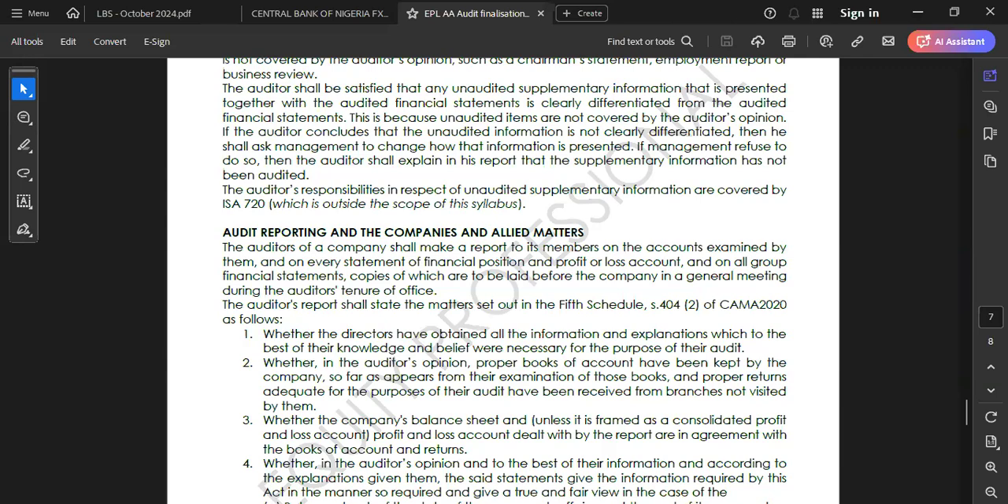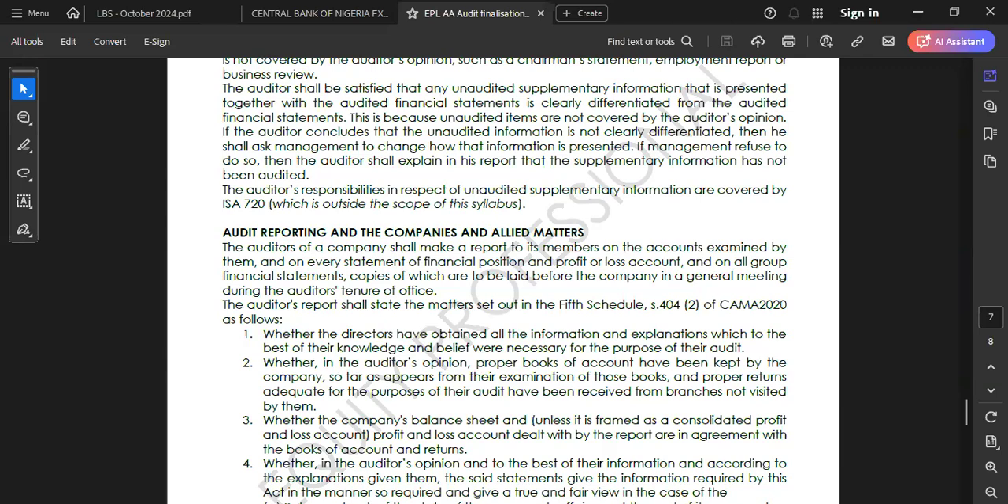So the fifth schedule of CAMA is saying there should be a part in the audit report that speaks to the directors having obtained all information and explanation. This is like when I was talking about the board of directors and those charged with governance. It means that the auditor must have discussed with them and it should be stated there. Also in the report, the auditor should state whether proper books of account have been kept by the company.